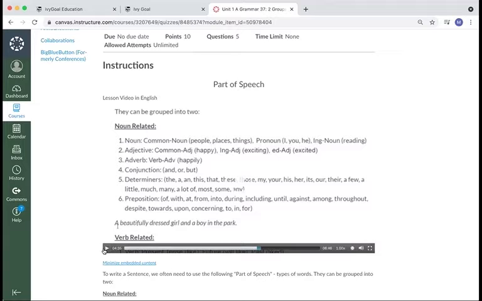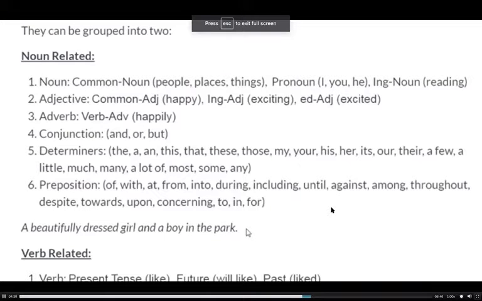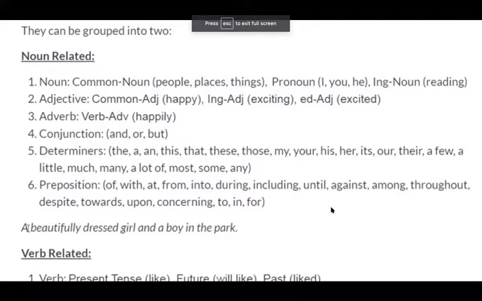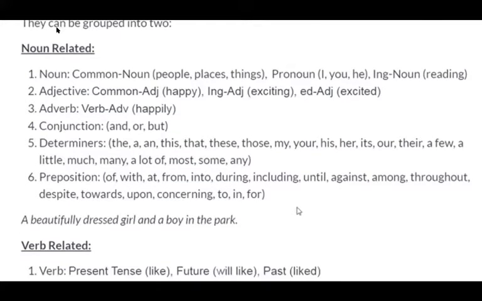Right now we don't have a sentence. We just have a bunch of words together. But in this case, we have all the noun-related words together. A, determiner; beautifully, adverb; dressed, adjective; girl, noun; and, conjunction; a, determiner; boy, noun; in the park: in, preposition; the, determiner; park, noun. So we used a bunch of noun-related words to form, well, somewhat of a phrase.